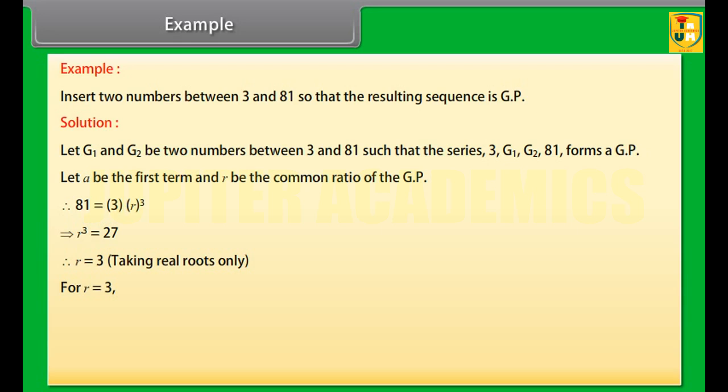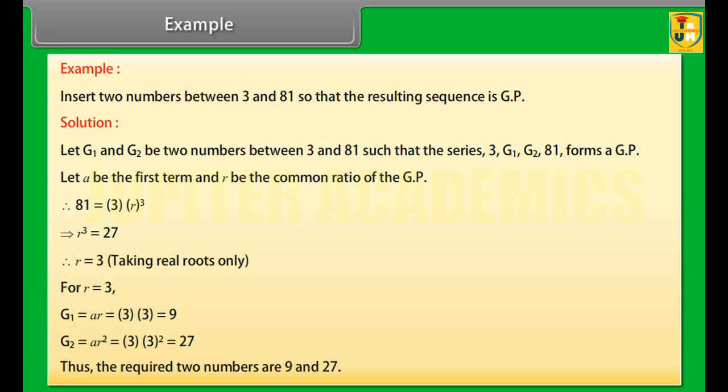For r is equal to 3, g1 is equal to a into r is equal to 3 into 3, which is equal to 9. g2 is equal to a into r square is equal to 3 into 3 square is equal to 27. Thus, the required two numbers are 9 and 27.